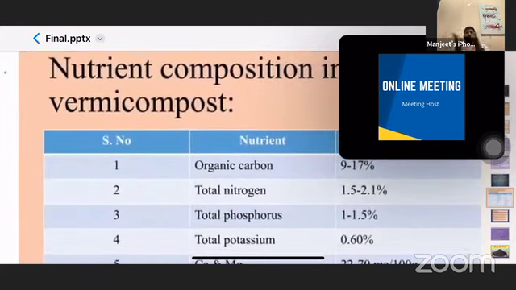In this slide, this is the analysis of the vermicompost for various nutrient compositions. In vermicompost, the major nutrients are organic carbon 9 to 17%, total nitrogen 1.5 to 2.1%, phosphorus 1.0 to 1.5%, and total potassium 0.60%. So these are the nutritional analysis of the vermicompost.